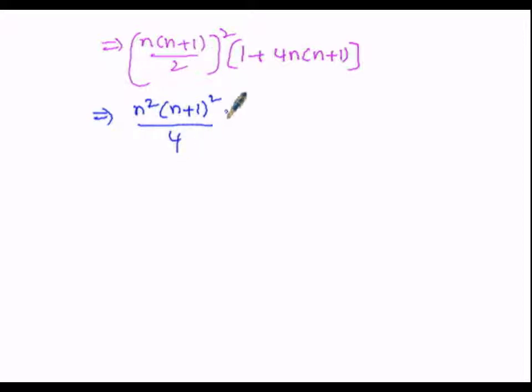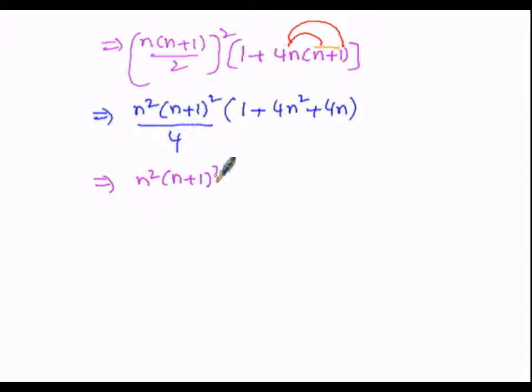So within the bracket, 1 plus, each and every term of this bracket must be multiplied with 4n, with n, then later 4n with 1. Then the next logical step will be 4n into n is 4n square plus 4n ones, plus is plus, then 4n ones is 4n. So bracket close. Then now that implies n square into n plus 1 whole square overall divided by 4.